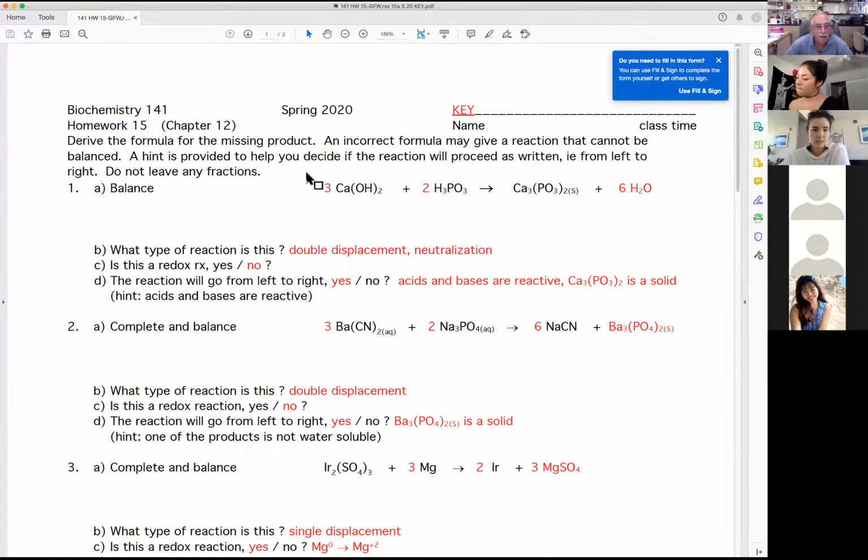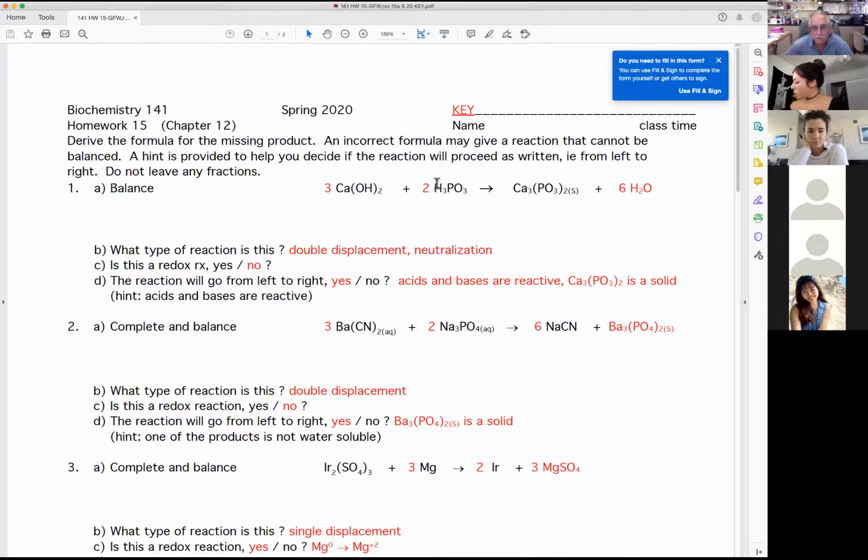Okay, so if we look at problem number 1 here, I'm asking, is it a redox reaction? Yes or no? And what I see is that calcium is a +2 over here. Calcium is a +2 over there. So what did calcium do? Nothing. It didn't lose or gain electrons.